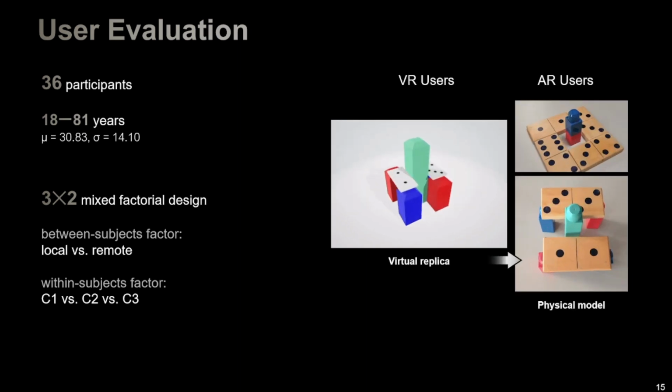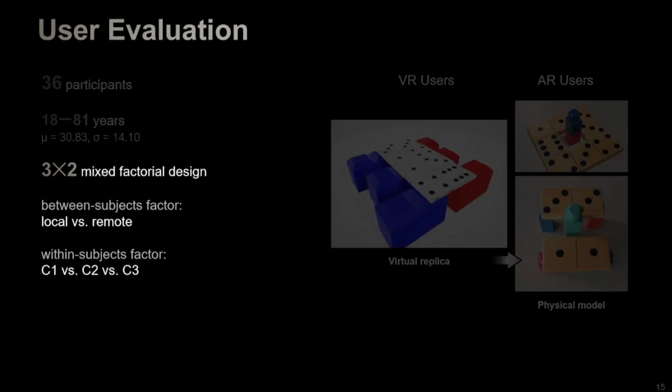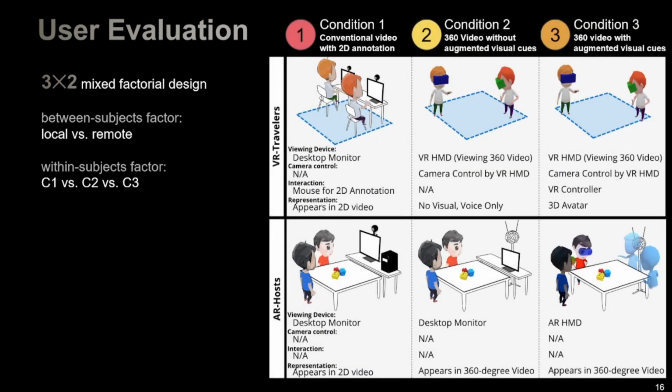For the study, I designed a collaborative problem-solving task using Lego and domino bricks, where VR users can see the virtual replica of the model that needs to be built, and AR users have the physical blocks randomly placed on the table. As I mentioned, the study had 3 conditions.